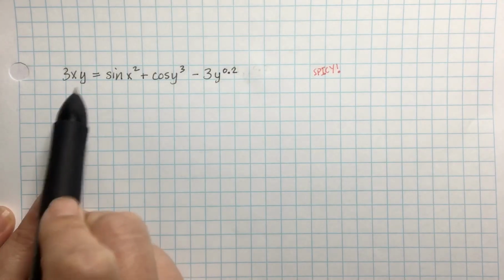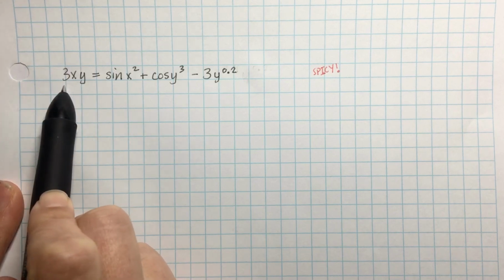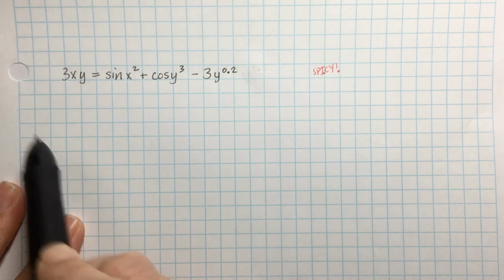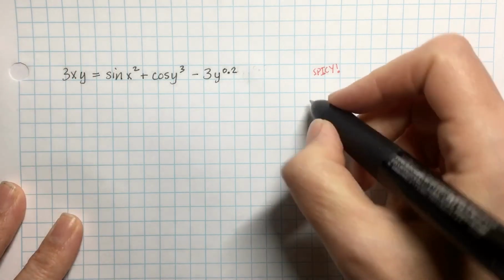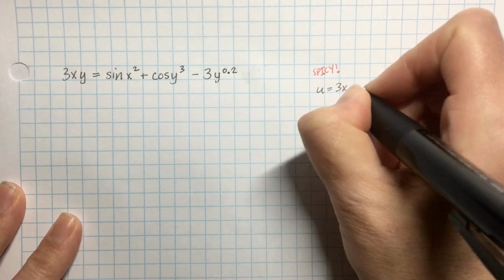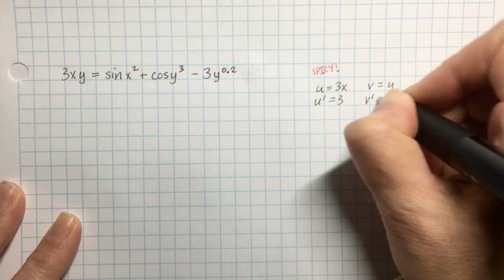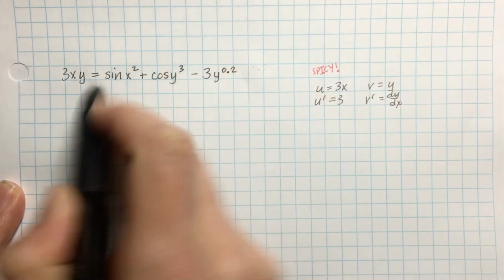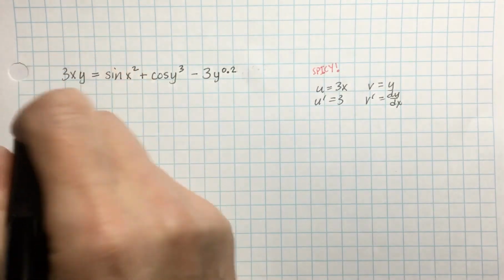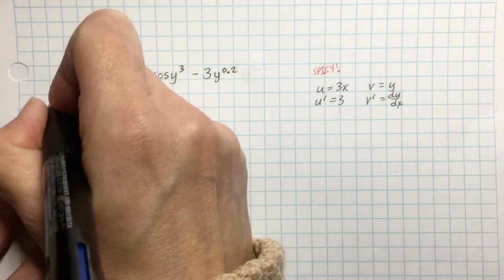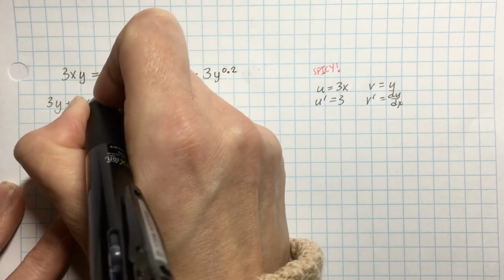Okay, so looking at this 3xy, for some reason people end up doing some weird things here when they're looking at their product rule. Like they'll have the 3 on the outside and then they have u and v as just x and y respectively. I think it's easier to say that u is 3x, so u prime is 3. And then v is going to be y, so v prime is dy dx. Because yeah, we have to product rule that. And we have that here. So we have u prime, which is 3, times v, which is y, plus u, which is 3x, and v prime, which is dy dx.